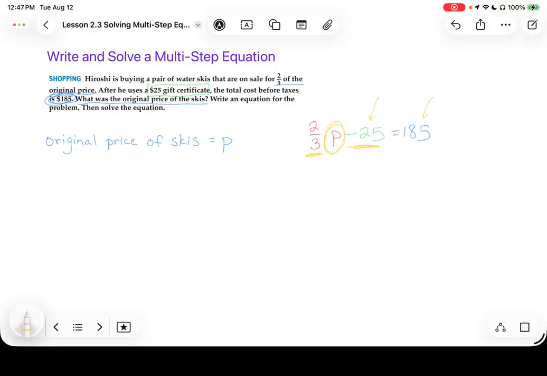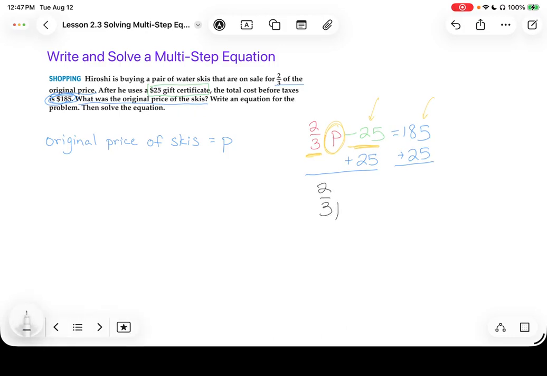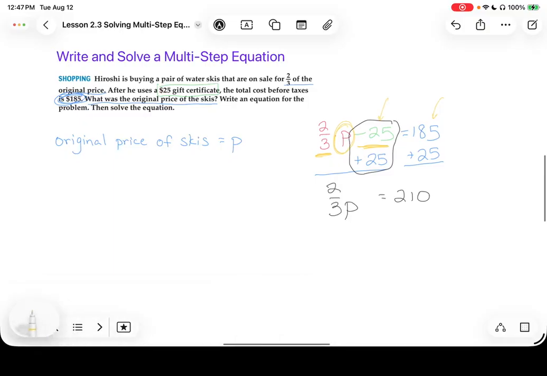Let's start off by doing the addition property by adding 25 to both sides. Maybe we'll get lucky and we can completely avoid fractions. But that's going to leave us with two-thirds P here. The minus 25 plus 25 are going to cancel out. That's going to be 0. And it's going to equal 185 plus 25, which is going to be 210. Okay, and the property that we used here was the addition property of equality.